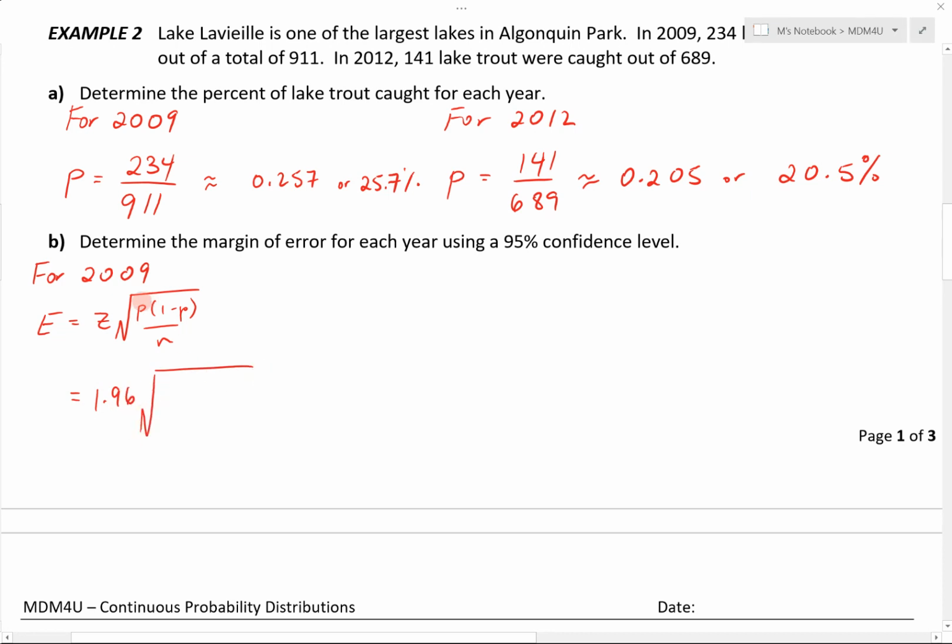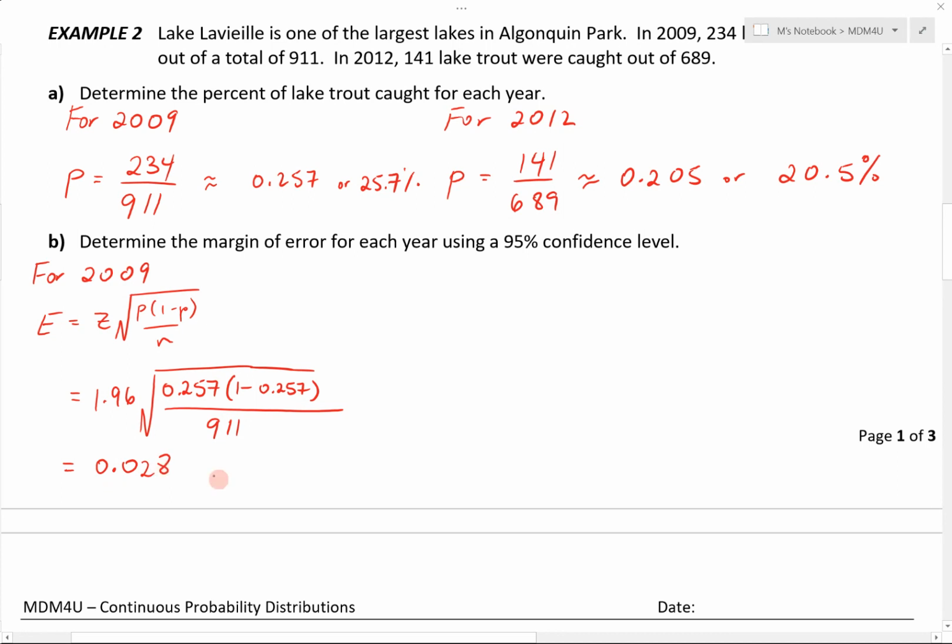The probability of catching a lake trout is 0.257 back in the year 2009. 1 minus p, so 1 minus 0.257, goes in the bracket. And I divide that by the total number of fish they sampled, 911. If I carry out the square root and everything inside and multiply it by 1.96, I get a margin of error of 0.028.